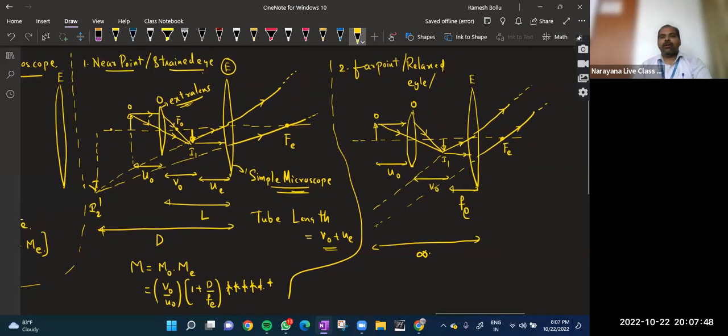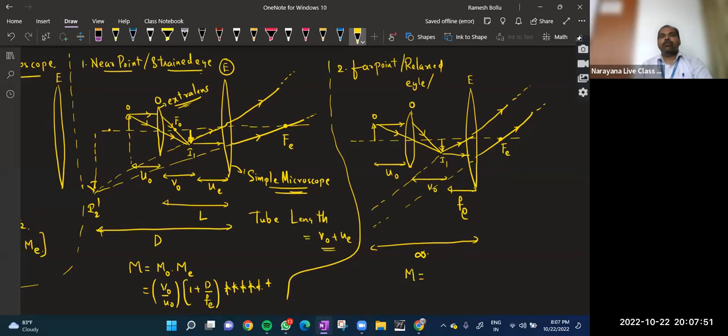Yes or no? Now tell me, what is the magnification here, friends? What is the magnification in this scenario? Magnification of the objective lens and magnification of the eye lens. What is the magnification of the objective lens? VO by UO, as usual. What is the magnification of the eye lens at infinity? A ready-made formula is there. What is that? Only D by F only, no? Yes or no? I'll substitute here, D by FE. A very powerful formula, and direct questions will come.